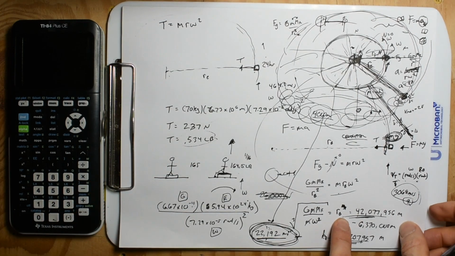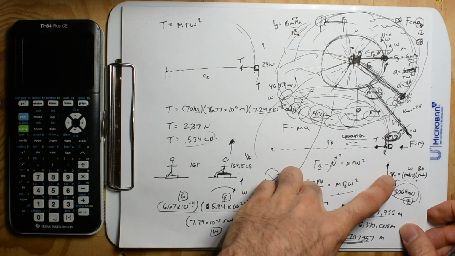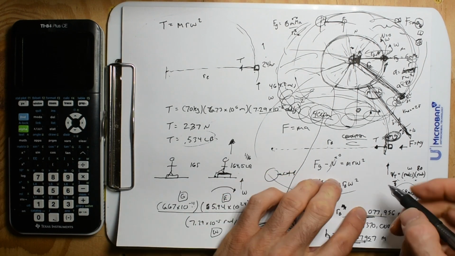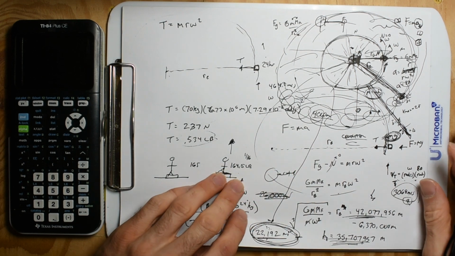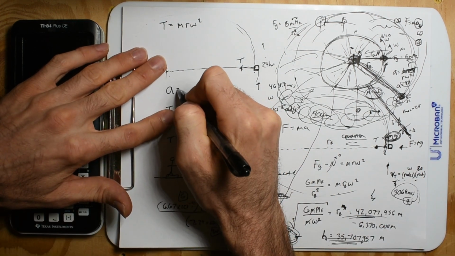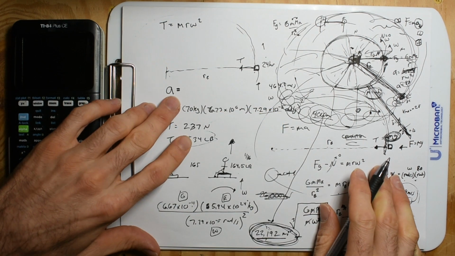All right, so we're going to do one more thing with this video, and we're going to prove that radius big produces a tangential velocity of 3,068 meters per second. We're going to take 1 second increments, and let's hold up. What were we trying to find? The acceleration is what we were trying to find.